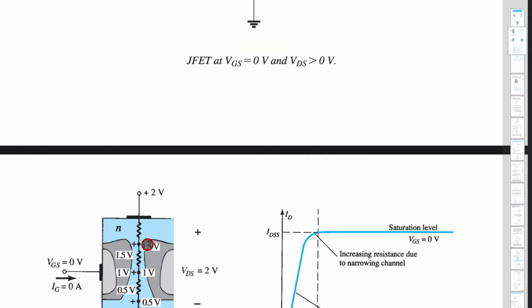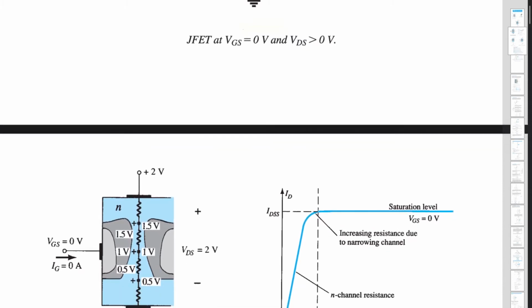So if you give 2 volts, what will happen? It will be equally distributed: 0.5 plus 0.5 is 1, 1 plus 0.5 is 1.5, 1.5 plus 0.5 is 2 volts. It is equally distributed because the material construction is like that, and you are not giving any gate current here, so you will have some current, correct? So that current is this.